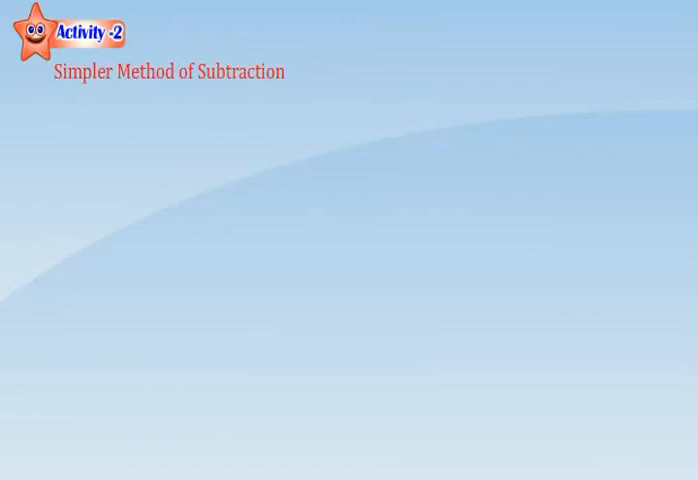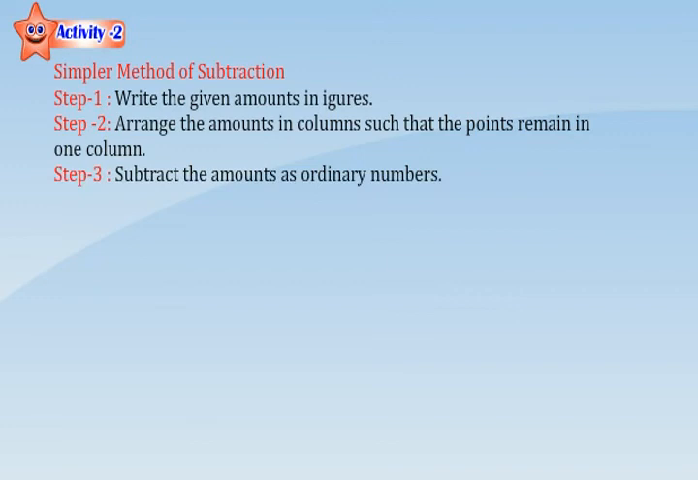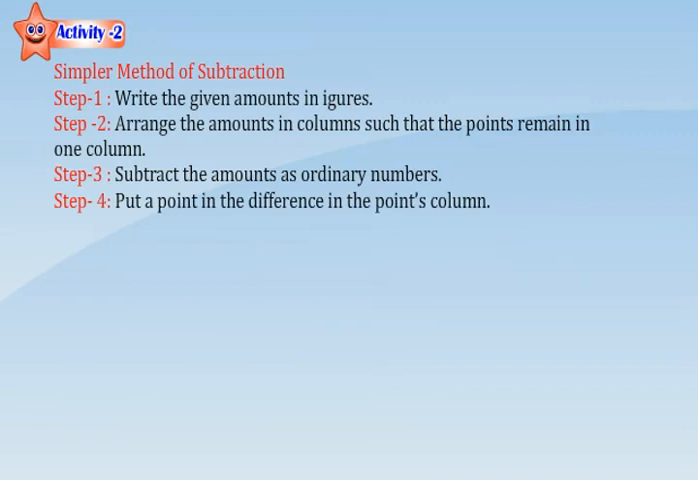Simpler method of subtraction. Step 1. Write the given amounts in figures. Step 2. Arrange the amounts in columns such that the points remain in one column. Step 3. Subtract the amounts as ordinary numbers. Step 4. Put a point in the difference in the points column.